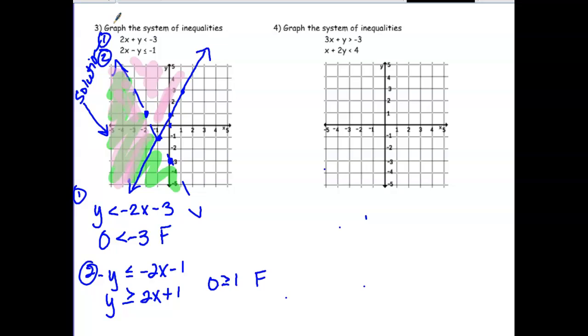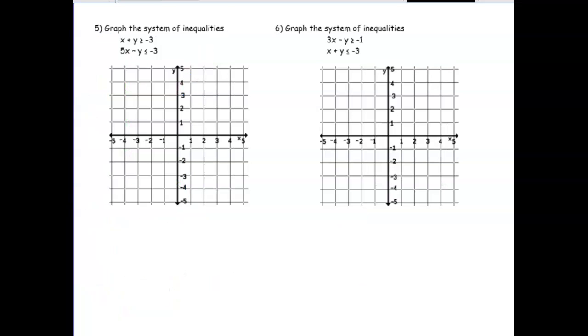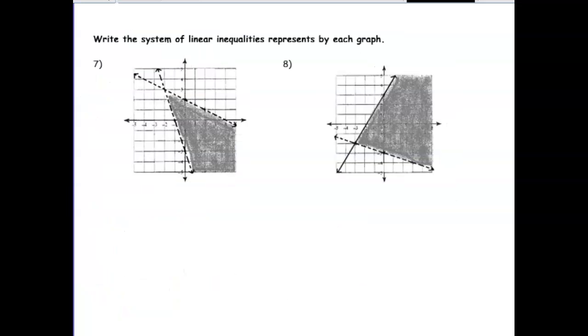I'm going to jump ahead to number 7 for purposes of the notes in the instructional video. When we get to number 7, we're going backwards. Now we're going to write the system of linear inequalities represented by the graph. This is a little trickier. You've got to keep yourself organized. I'm going to identify my first graph and then my second graph right here, my 2 linear inequalities.